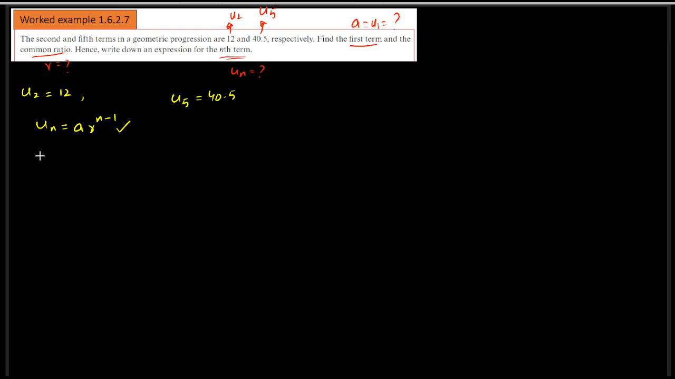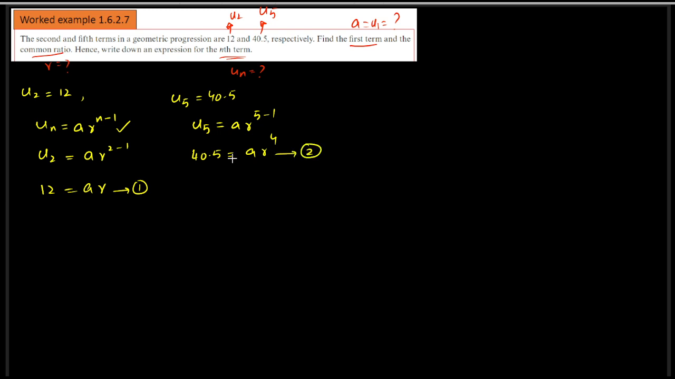Okay, for second term put n is equal to 2, u2 is equal to a r raised to the power 2 minus 1. u2 is 12, so 12 equals a r. Say this is equation number 1. Similarly, for fifth term, put n is equal to 5, u5 equals a r power 5 minus 1. u5 is 40.5, so 40.5 equals a r raised to the power 4. Say this is equation number 2.